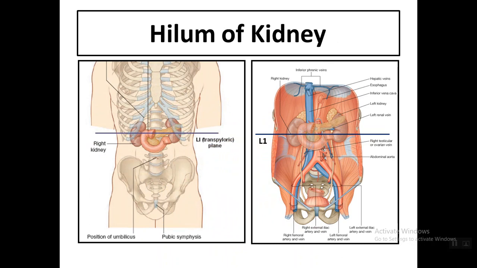The hilum of the kidney. The hilum means the site of the entrance and exit of certain structures: the site of entrance of blood vessels and nerves, and the exit of lymphatics and the ureter. The hilum of both kidneys lies at the level of the transpyloric plane, that is at the level of L1, the first lumbar vertebra.